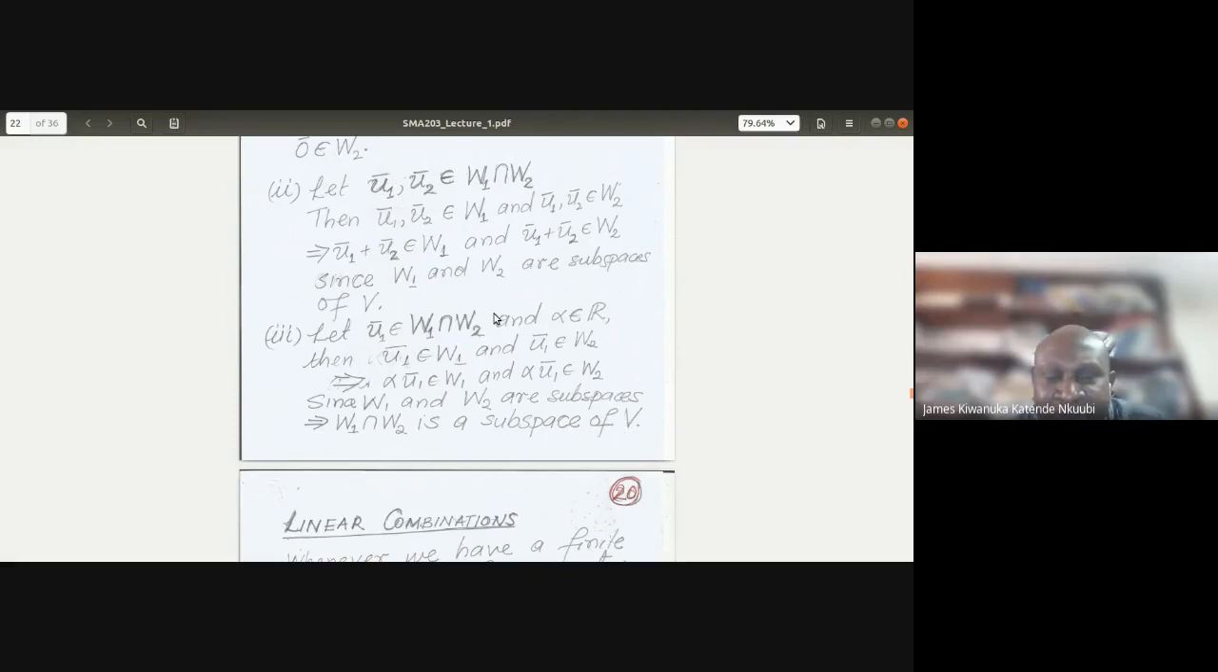So anytime you have two subspaces, if you get the intersection, it will also be a subspace. We shall look at this later on again. We will need it.